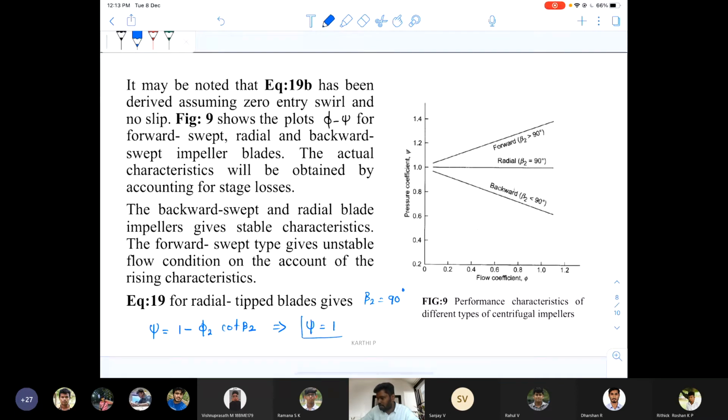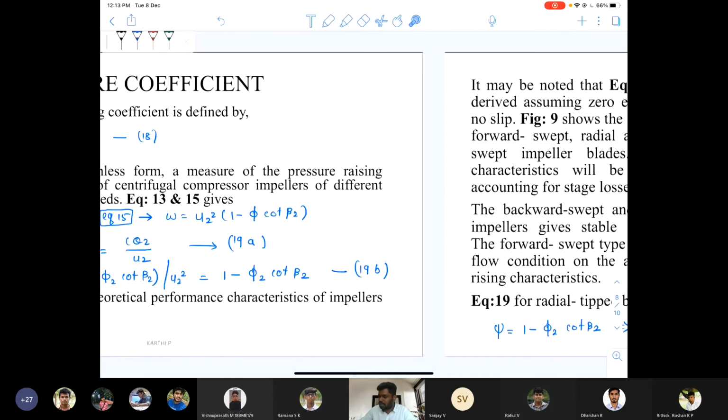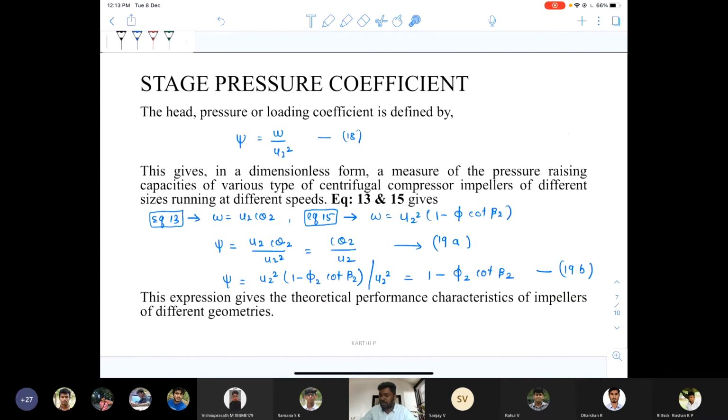You can also see in the graph that the pressure coefficient is equal to 1 for a radial blade, where beta 2 is considered to be 90 degrees. This is about the stage pressure coefficient of a centrifugal compressor.